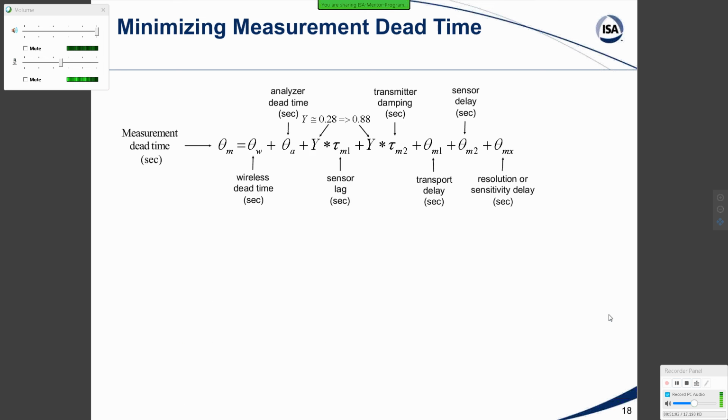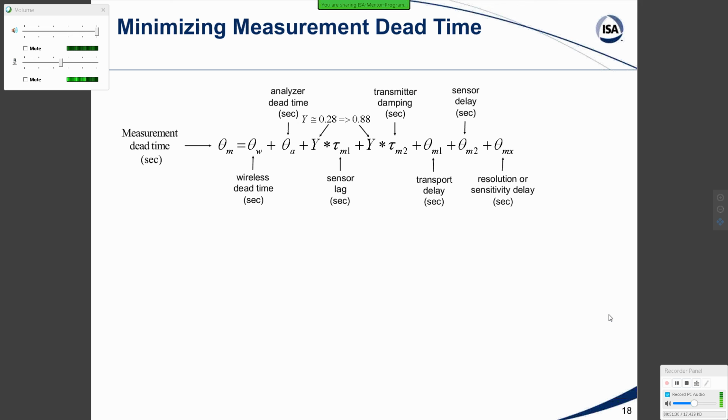So how do we minimize measurement dead time? I kind of focus on that first because we may not be able to minimize process dead time, although we should in some cases by helping the process or mechanical engineer, particularly in pH control. But what's under our control is the automation system. So what can we do to minimize the amount of dead time we add from the automation system?